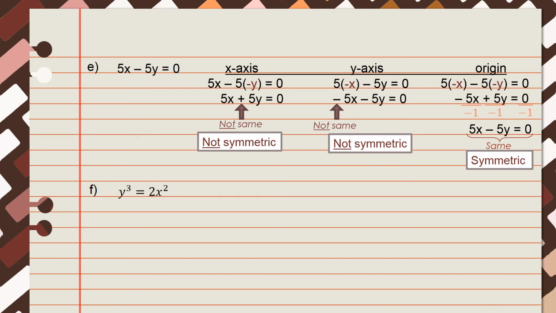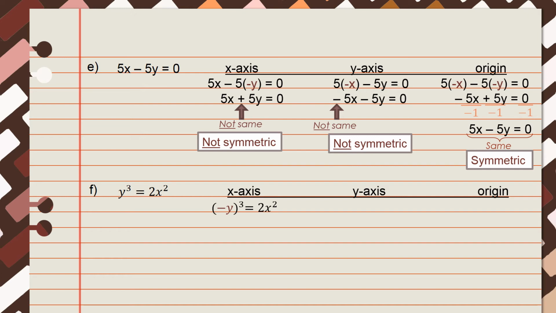All right, looking at example F, we have y to the third power equals 2x squared. Again, we're being asked to find if it's symmetric to the x-axis, y-axis, and the origin. For the x-axis, we simply substitute in a negative y for the y value, and then we check the signs.